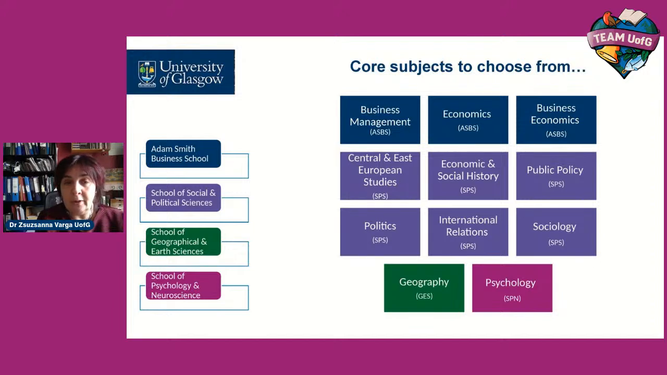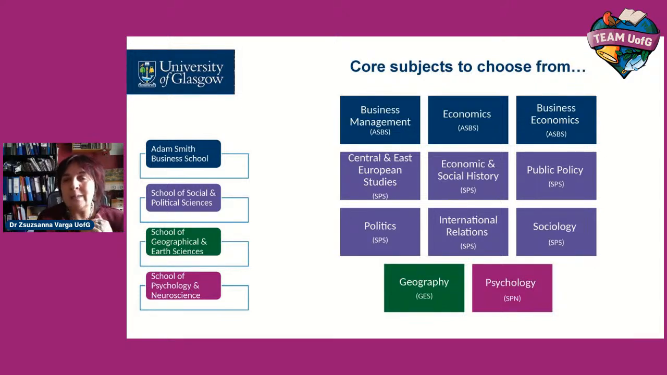The second, the big purple thing in the middle, is those subjects that are taught in the School of Social and Political Sciences. The School of Social and Political Sciences is one of the largest schools of the university. It's very established, it's very well known, and it's also a world-leading institution in social science subjects. Within SPS, Social and Political Sciences, we have 6 subjects, and these are Central East European Studies, Economic and Social History, Public Policy, Politics, International Relations. They're kind of taught together, but they're still slightly different things, and Sociology.